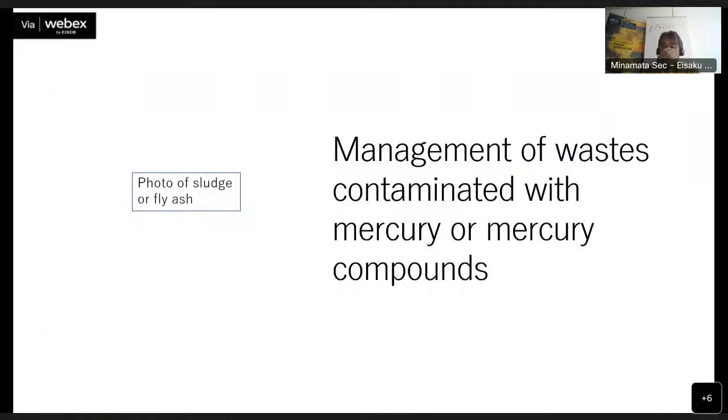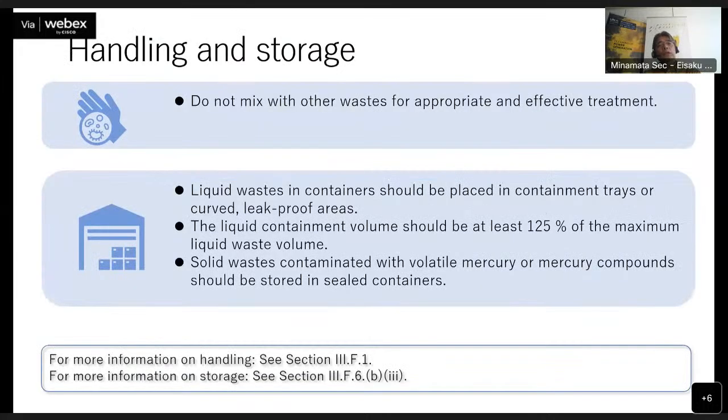The following 3 slides summarize major points for the management of waste contaminated with mercury or mercury compounds. Waste contaminated with mercury or mercury compounds should not be mixed with other waste for appropriate and effective treatment.